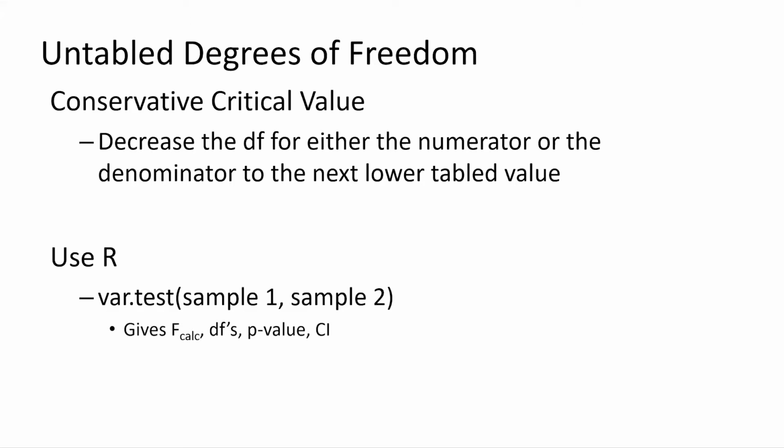So if you need to use the table to find your critical value, you can use this conservative critical value method, where you decrease the degrees of freedom for either the numerator or the denominator to the next lower table value. So you don't round up, essentially. You round down to the next available degrees of freedom. So if the degrees of freedom for the denominator was 31, if you look at the table, there's only 30 and 32. You would not use 32. You would round down to 30.